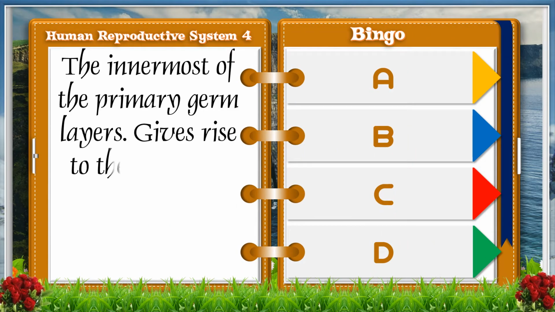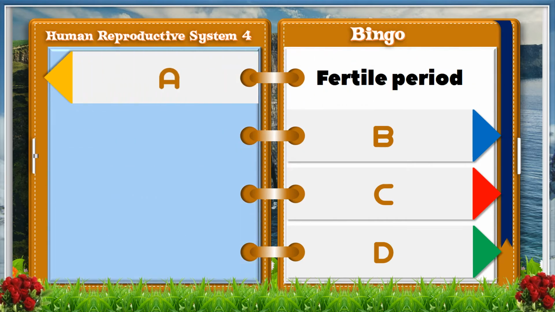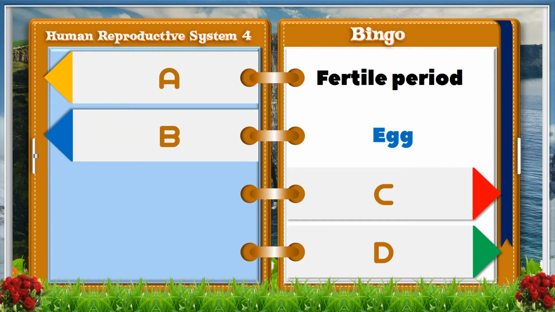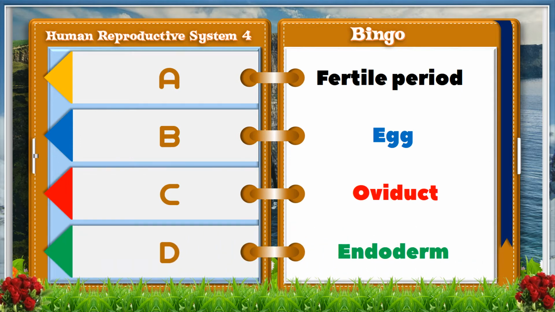The innermost of the primary germ layers gives rise to the lining of the alimentary canal, trachea, and bronchi. A. Fertile period. B. Egg. C. Oviduct. D. Endoderm. And the answer is D. Endoderm.